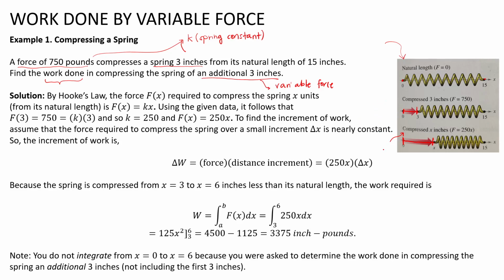Solving for the spring constant, the formula is F equals K times D, or in other books, K times X. Given the force of 750 pounds and a distance of 3 inches, the spring constant is equal to 250. So by formula, the function of your force with respect to x is 250x.